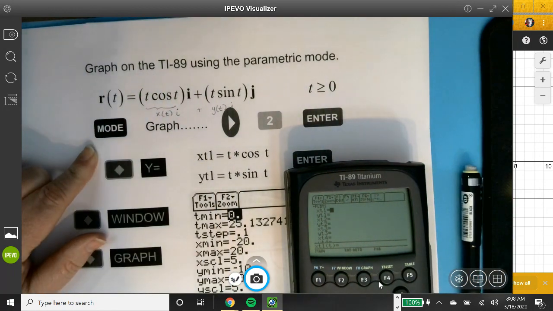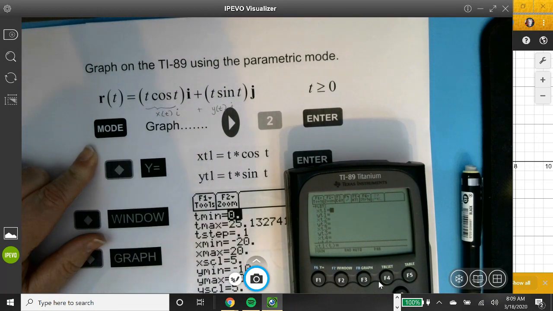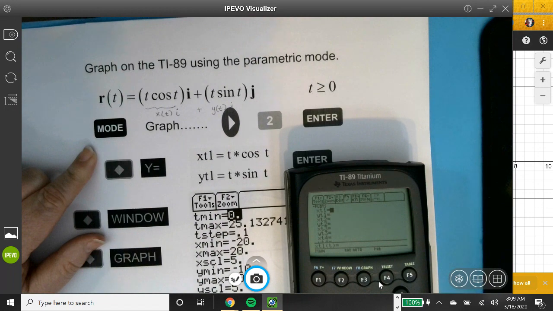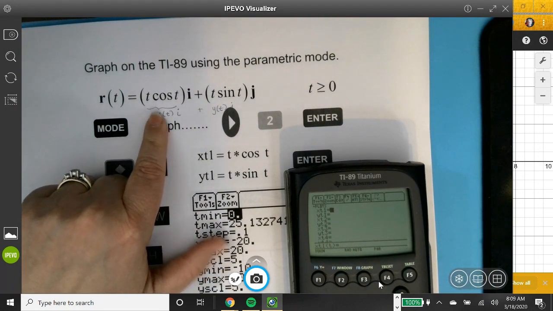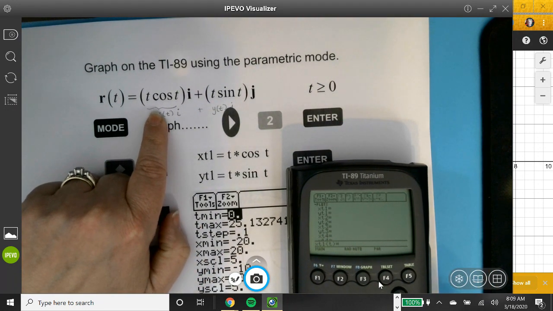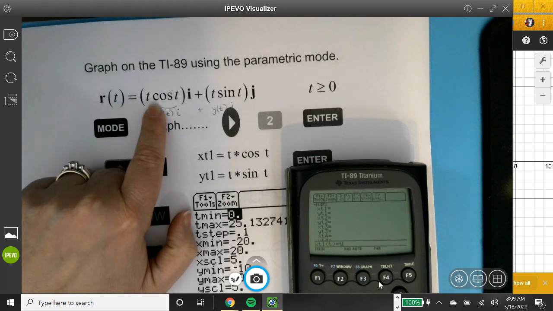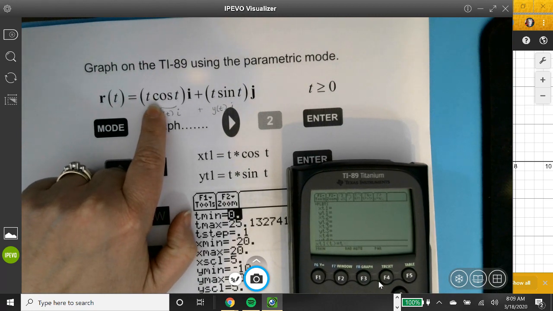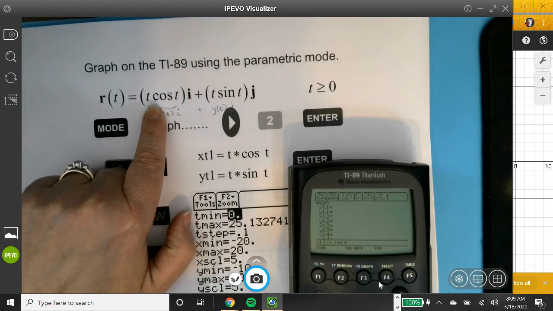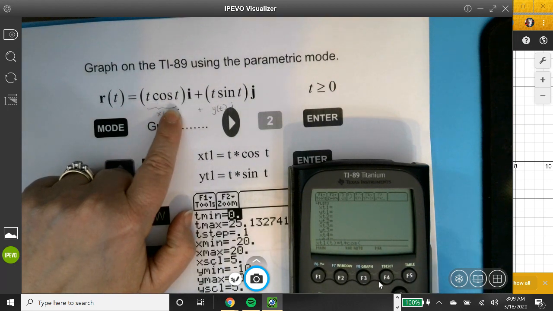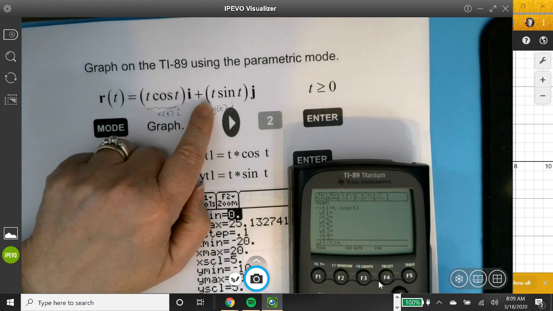All right, so what we're going to do is type our functions into our calculator. In the x coordinate spot, you're going to type in t, and please note that if you're multiplying two functions together on the TI-89, you have to use the multiplication symbol or it gets fussy. So t times second cosine of t, enter. And then we're going to enter the y coordinate, which is going to be t times the second sine of t. And we've got that entered.